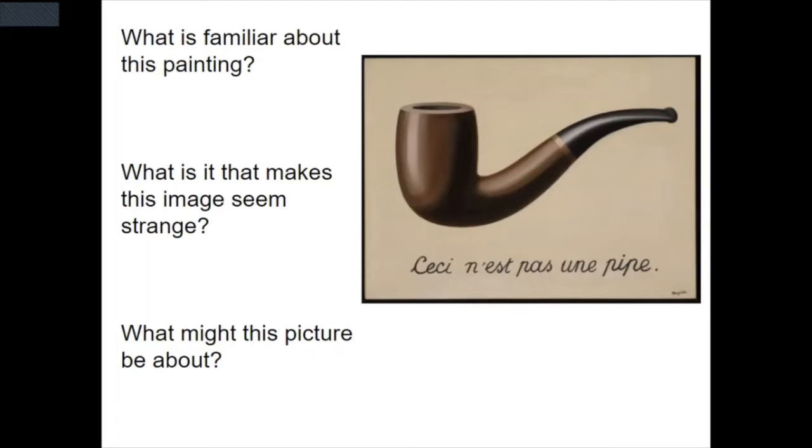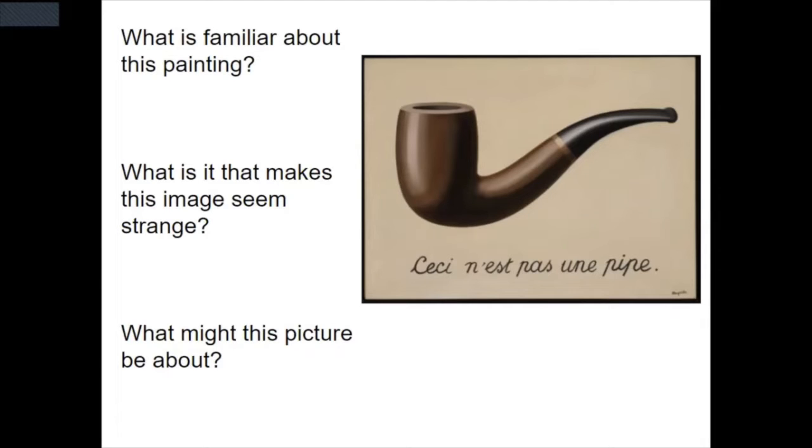Ceci n'est pas une pipe. That's French. It means this is not a pipe. Wait a minute. This is not a pipe, but it's a picture of a pipe. It is a pipe, right? Or maybe it's not. I wonder what Rene Magritte's saying with this painting. This is not a pipe. Maybe he's saying that it's a picture of a pipe and not really a pipe. Or maybe I need to look for some more information.